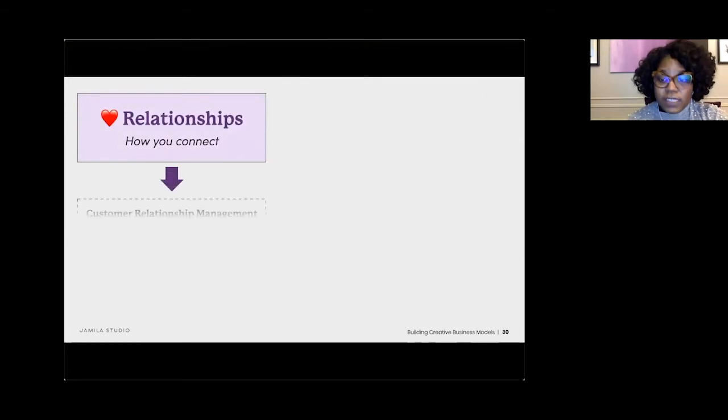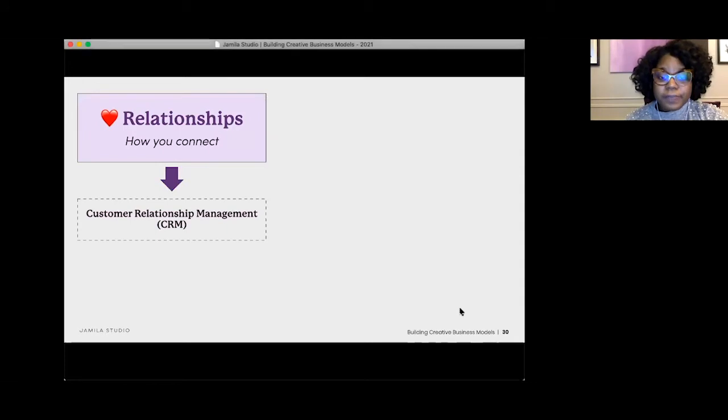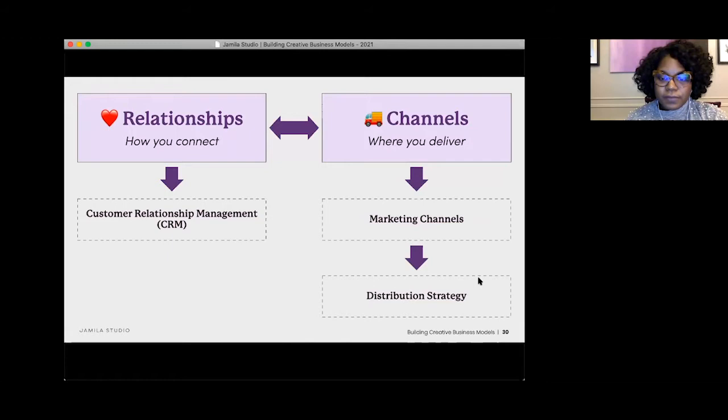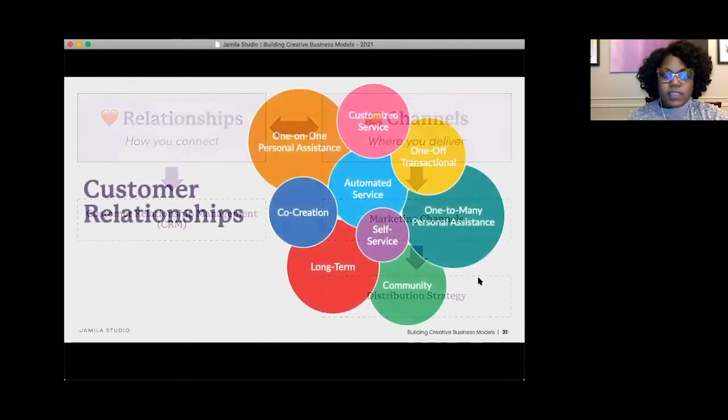Relationships is how you connect, often called customer relationship management. What's the connection that you will have with the people who want the value that you're going to deliver? And channels, where you deliver. These are your marketing channels, but also your distribution strategy. We're going to dig deeper into these.